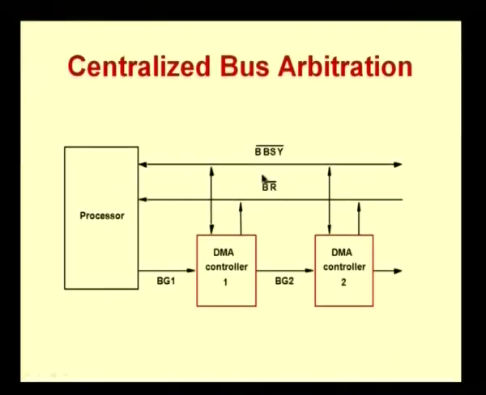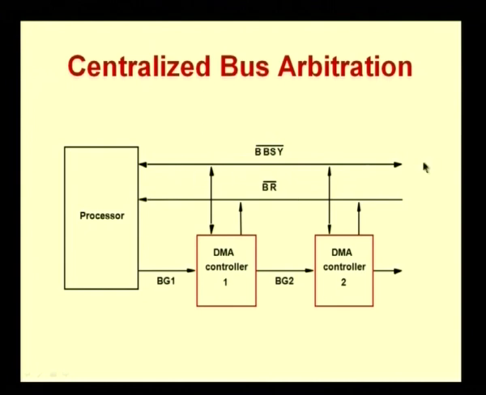So, let us look at this centralized bus arbitration scheme. In this scheme we are assuming that the bus arbiter is part of the processor. In this case you can see that there are some control signals which are bus related signals or bus access related signals, and it is only those signals that we are showing here.